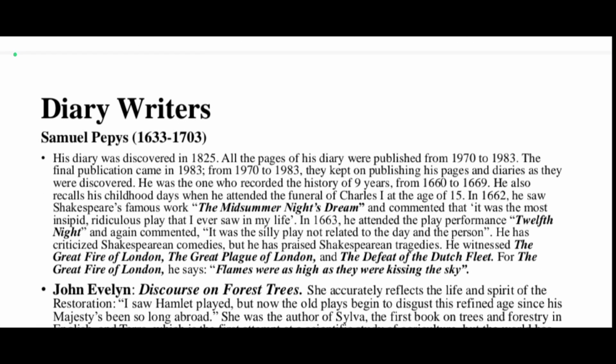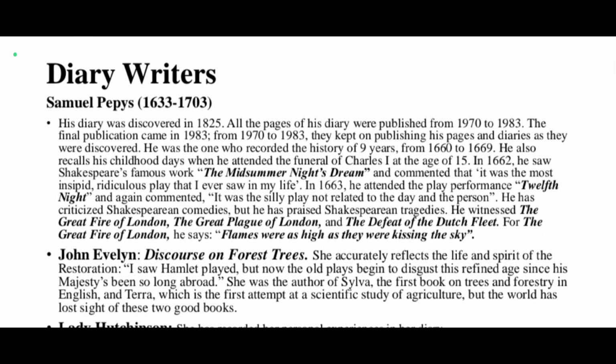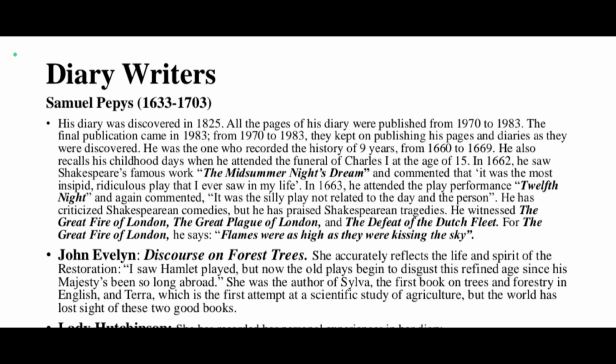Next we will discuss diary writers of this age. So first of all we have one of the important diary writers, Samuel Pepys, who was born in 1633 and died in 1703. His diary was discovered in 1825. All the pages of his diary were published from 1970 to 1983. The final publication came in 1983. From 1970 to 1983, they kept on publishing his pages and diaries as they were discovered.